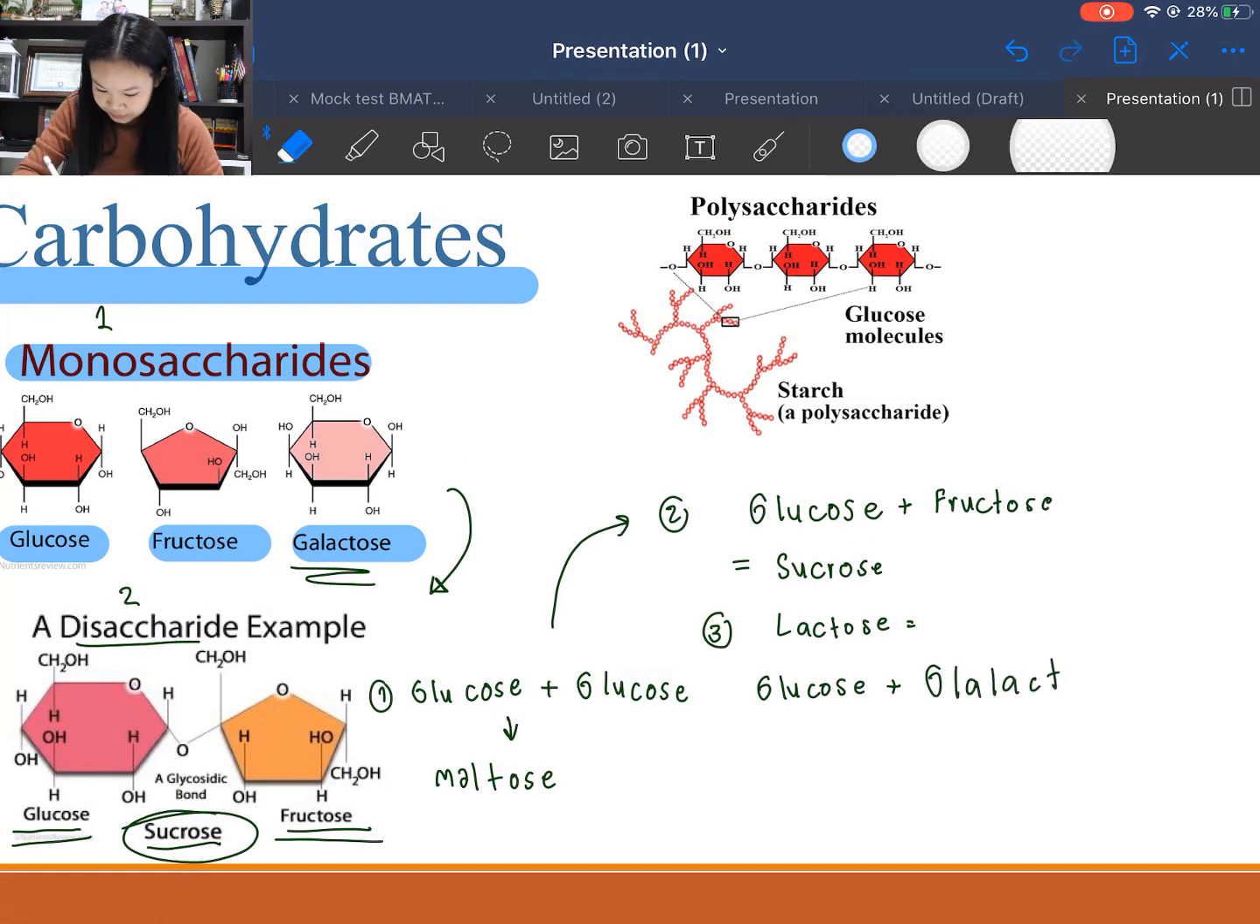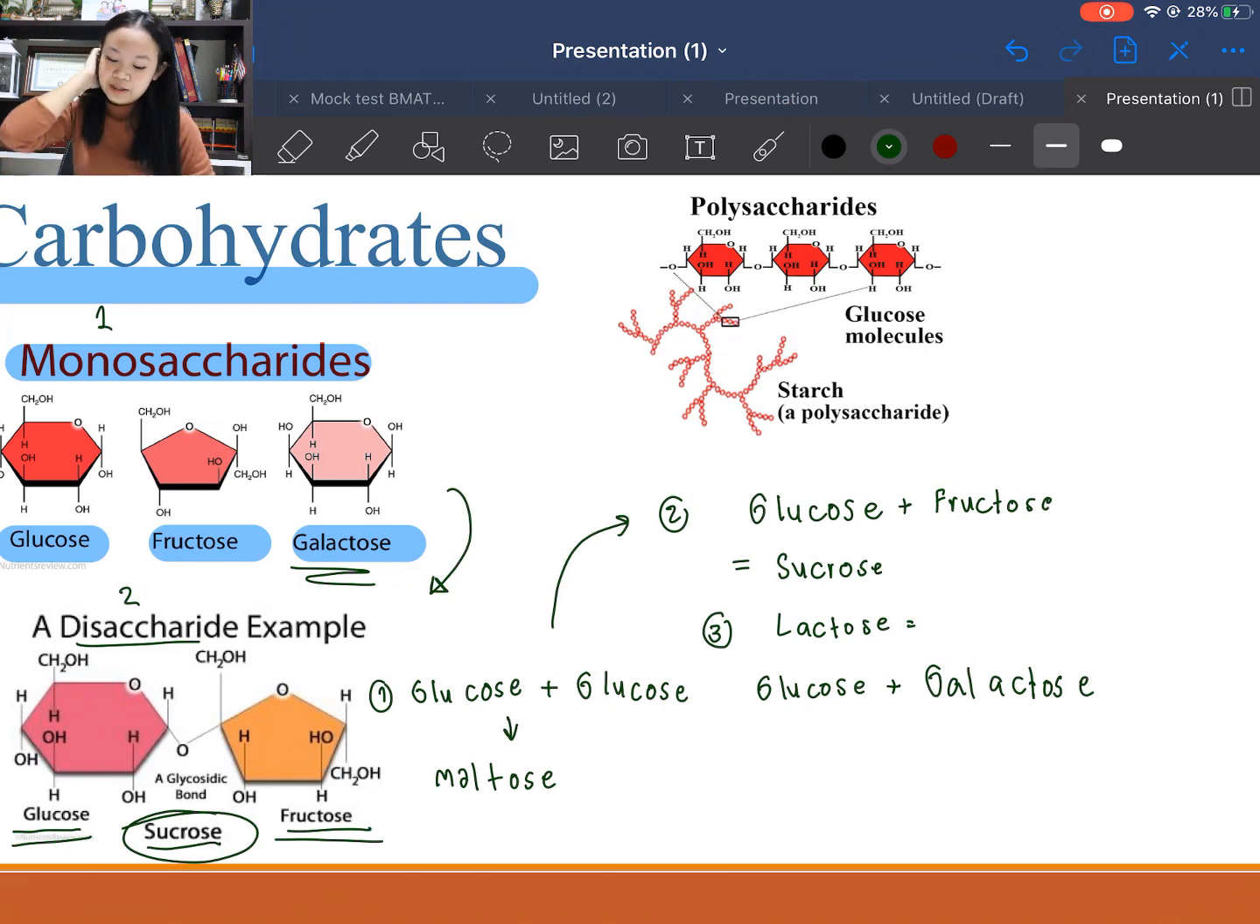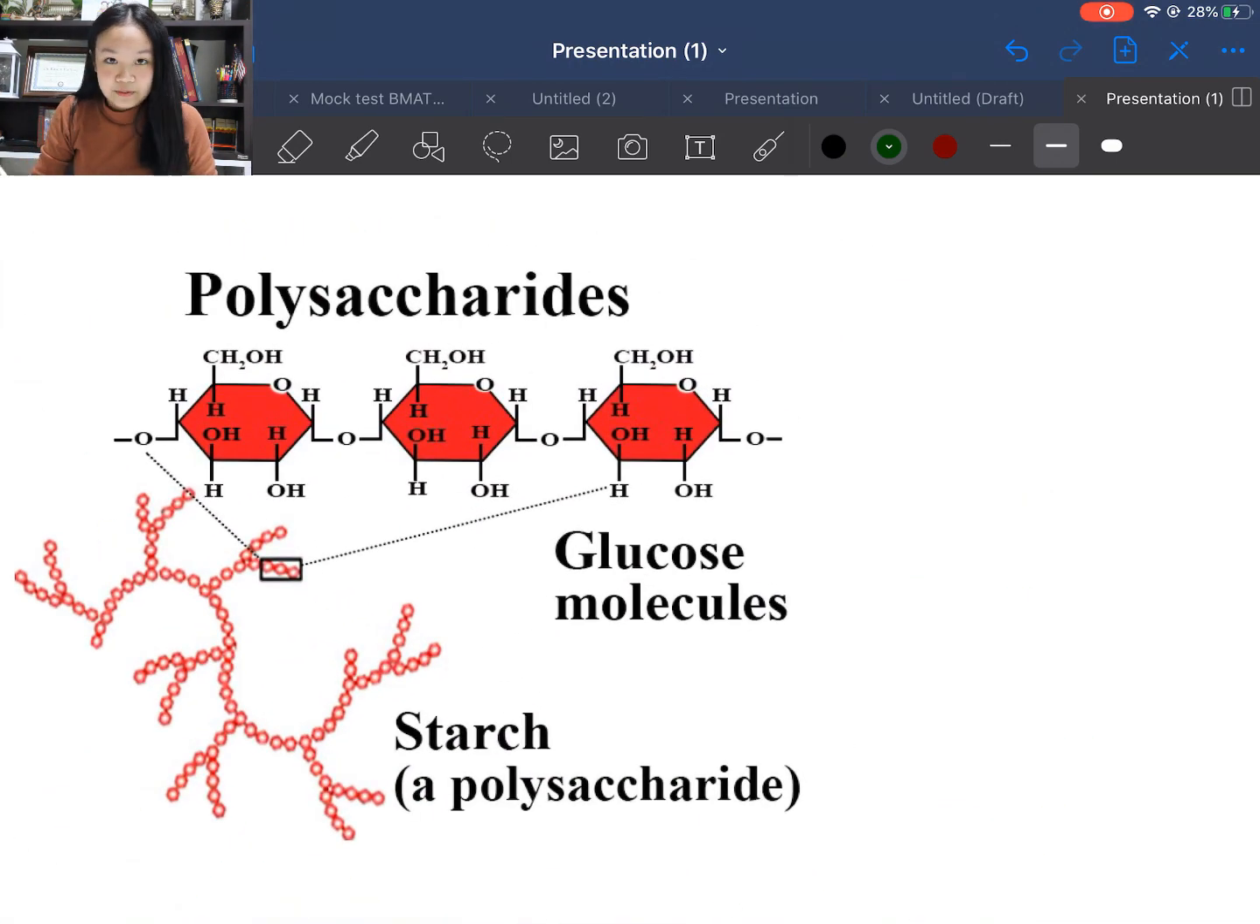So I misspelled things here. Galactose. Okay. And as it forms more and more, this will give you polysaccharide, which poly means many. And examples of polysaccharide are starch, glycogen, cellulose.